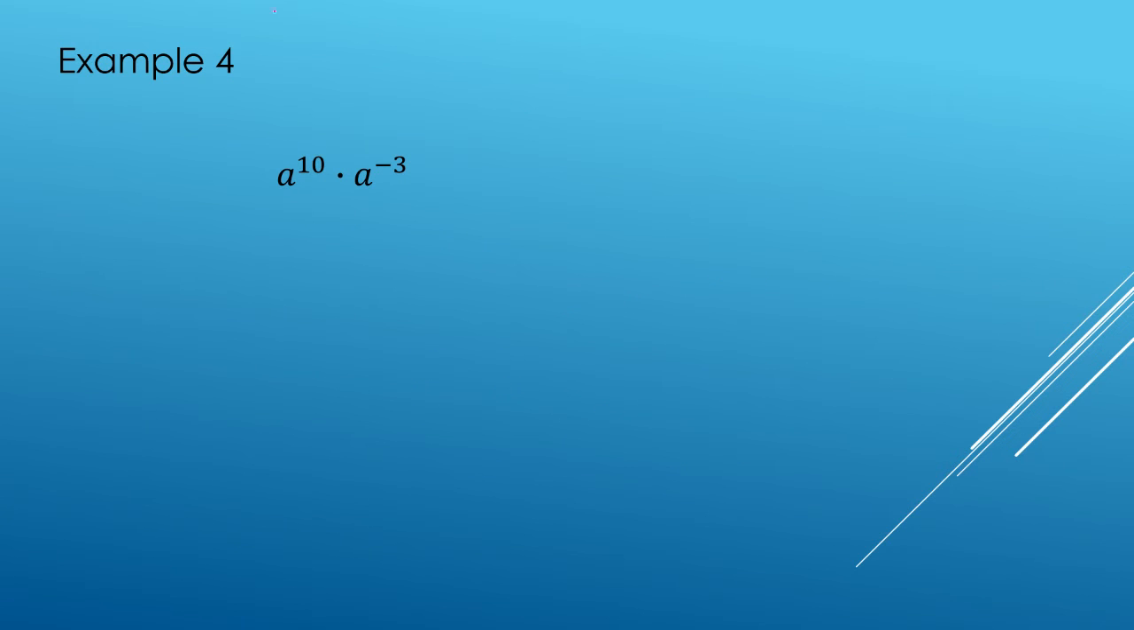Okay, now we see something a little different. We see a negative exponent. Weird. But we know that we should treat our variables and our exponents the same way we do normal numbers, right? So to combine these, a to the 10th times a to the negative 3, if I add those two exponents, we have a total of a to the 7th power.